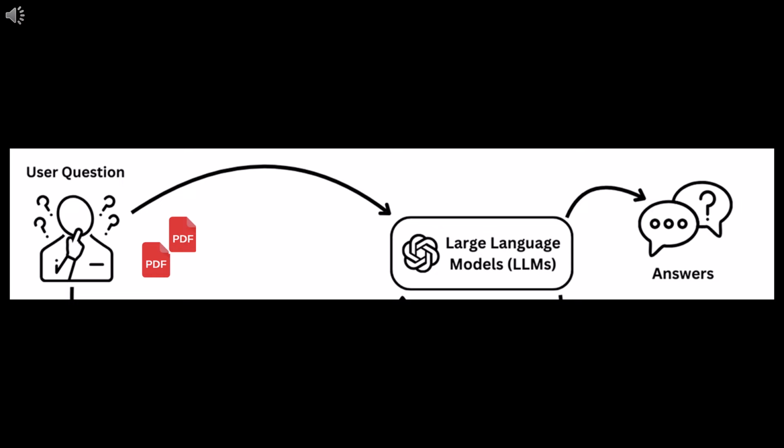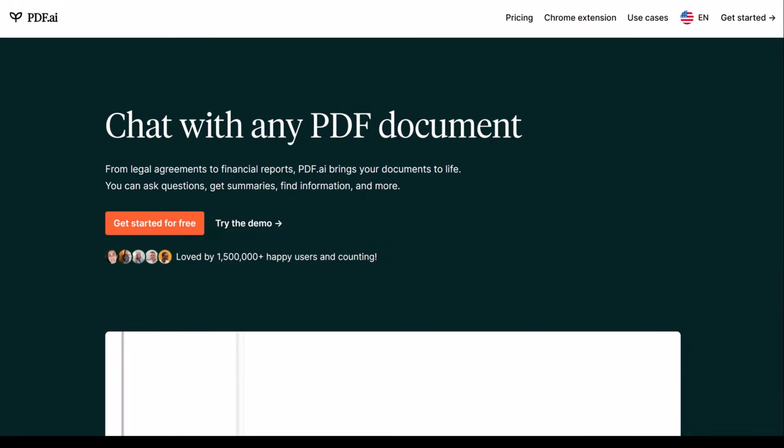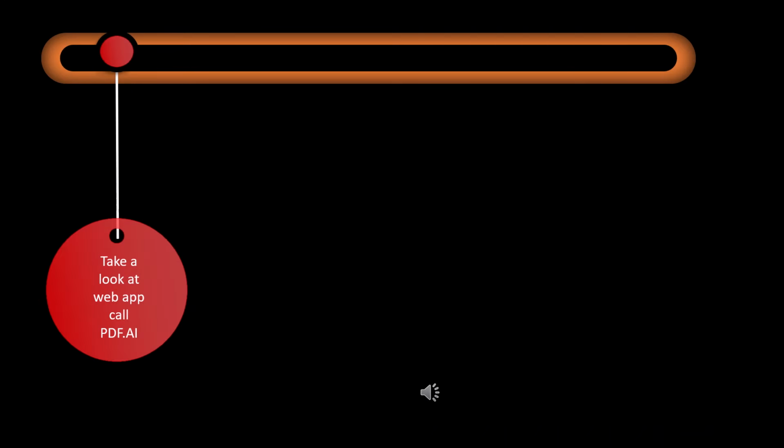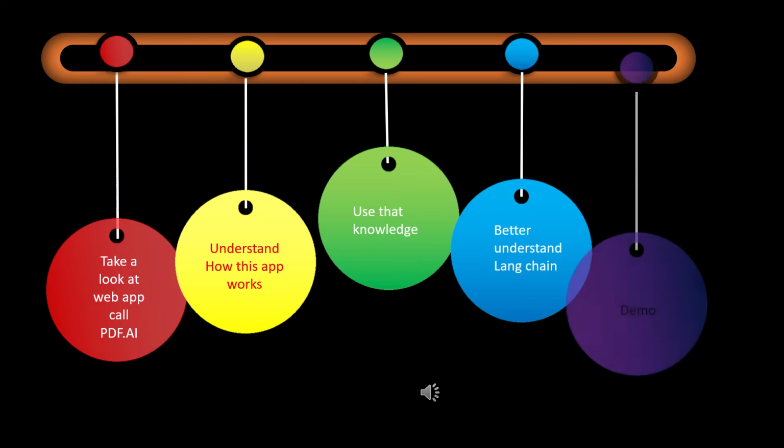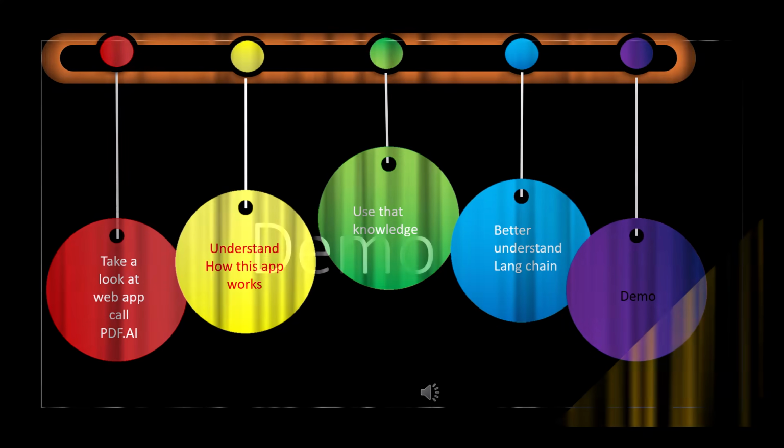Have you ever wondered how some apps let you interact with large documents, like asking questions about the contents of a PDF? We'll start by looking at a public web app called PDF.ai. It's not something I built, someone else did, but it's a great example. Take a look at the web app. Next, we will understand how this app works and we can use that knowledge to better understand LangChain. Let me show you a quick demo.